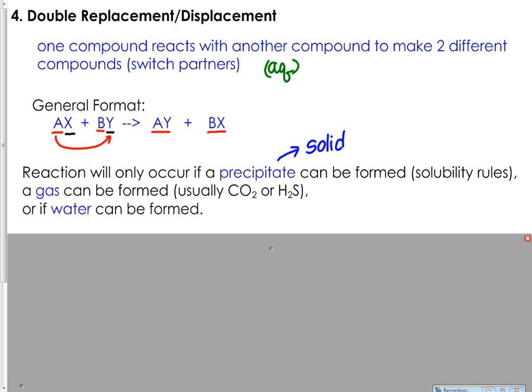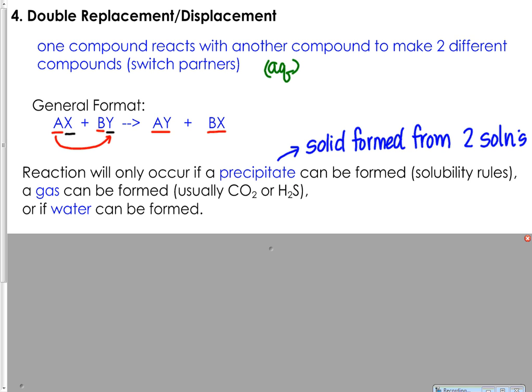So a precipitate is a solid formed from two solutions. So if you can get a solid out of those two compounds, then it'll happen. The reaction will occur. And we're going to use something called our solubility rules to decide if that will happen. And we'll show you how to use those solubility rules in class.